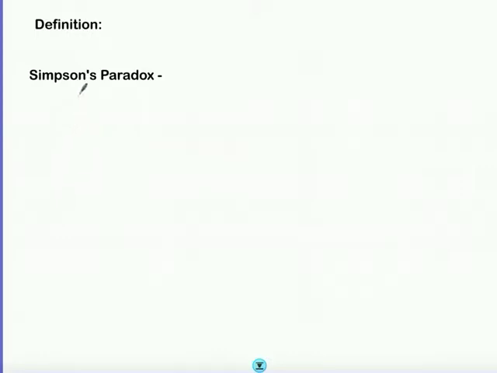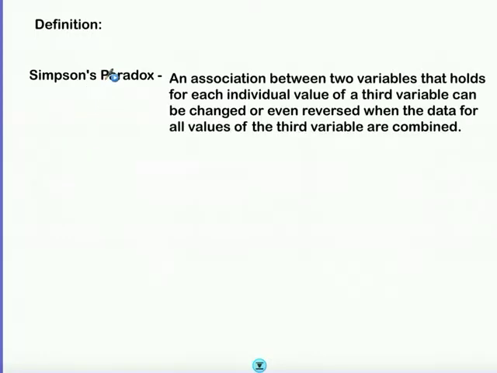All right, the next thing we're going to talk about is Simpson's paradox. Simpson's paradox is an association between two variables that holds for each value of a third variable, but can be changed or even reversed when the data for all values of the third variable are combined. So that sounds like a really big mess.